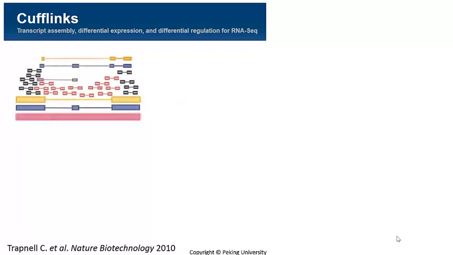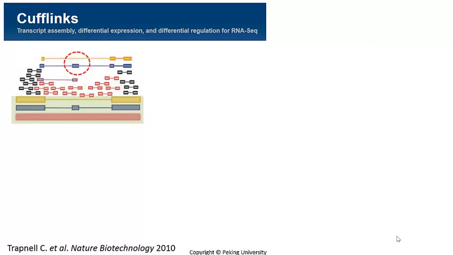Cufflinks is a tool for transcript assembly and expression analysis based on RNA-Seq data. Let's check how Cufflinks works. Assume that we only observe the reads and do not know there are these three transcript structures. What shall we do?